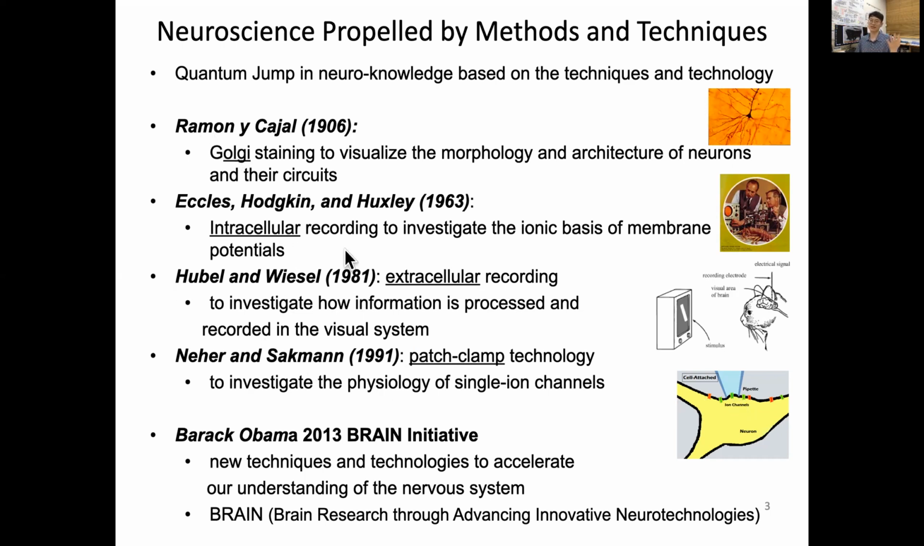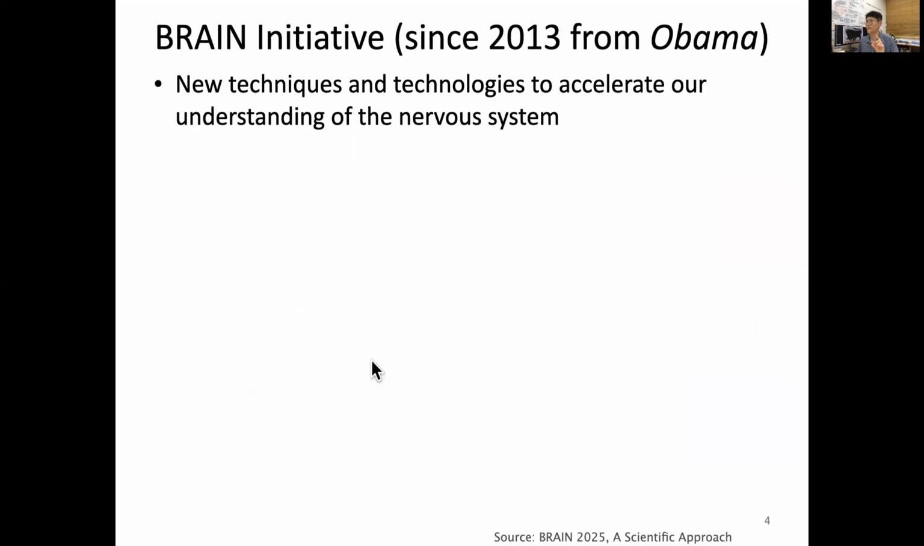Have you noticed what the commonality of these new methods in neuroscience is? Yes, they all got the Nobel Prize, and these are the years they got it. And more recently, Barack Obama, a recent president of the US, started the BRAIN Initiative. There are still so many things we do not understand, an unexplored area in this brain. New techniques and technologies are accelerating our understanding of our nervous system, so they started this initiative, focusing on developing new techniques and technologies to accelerate our understanding.